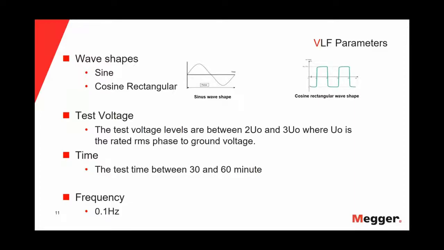The test voltage that we use for the VLF test will be between 2 times U0 and 3 times U0, where U0 is the rated RMS phase to ground voltage. And the test time will be between 30 and 60 minutes if we are using, for instance, the IEEE 400.2. The frequency must be 0.1 Hertz, but in the VLF test, we have the option to decrease the frequency, for instance, when we want to test very, very long cables with sine units.